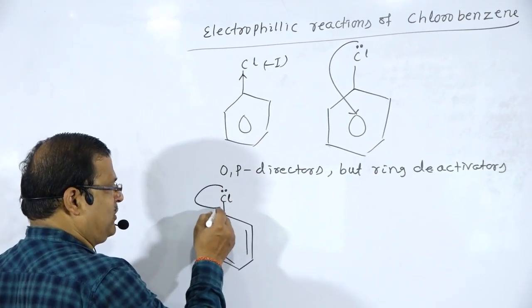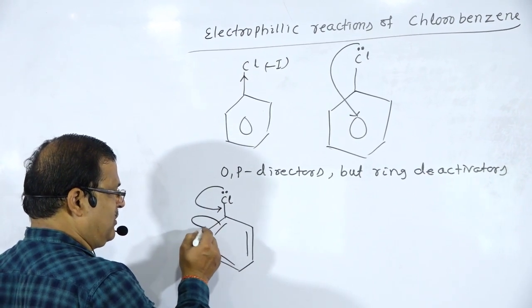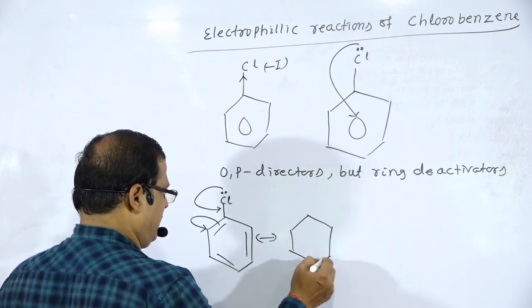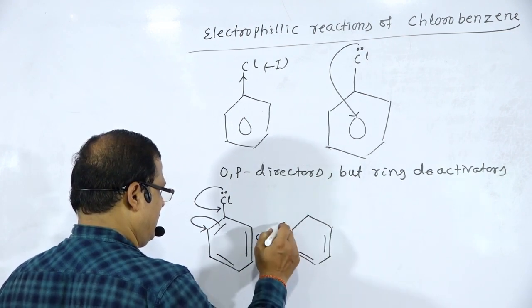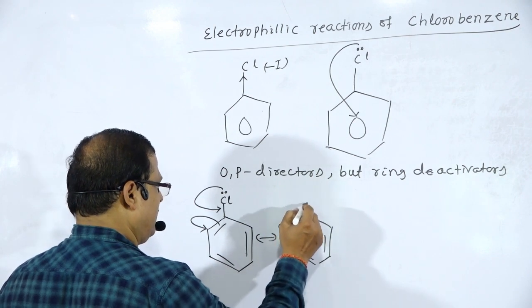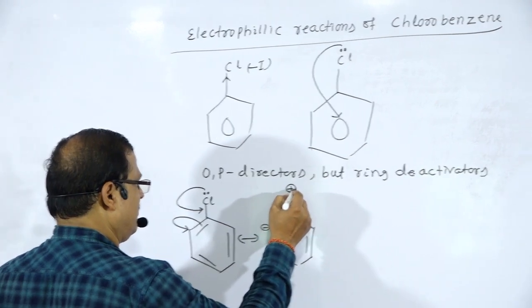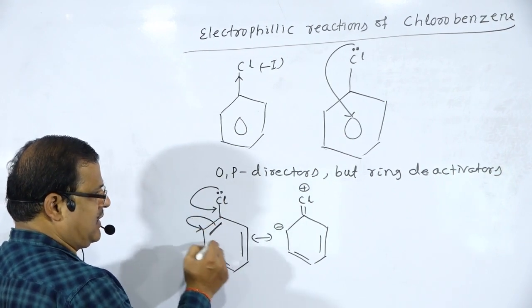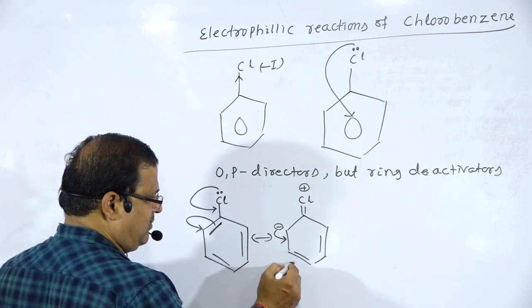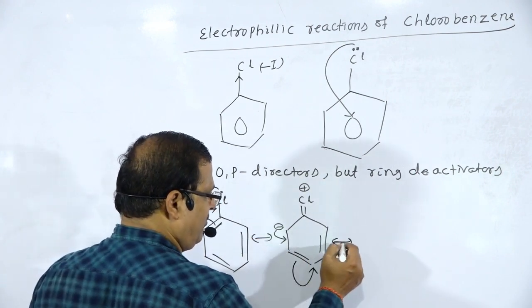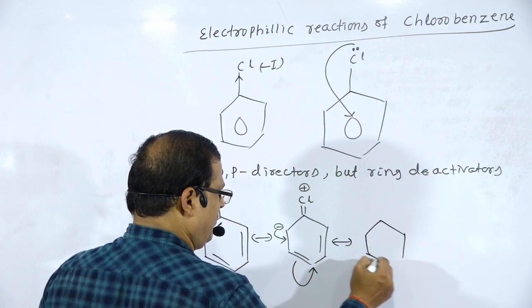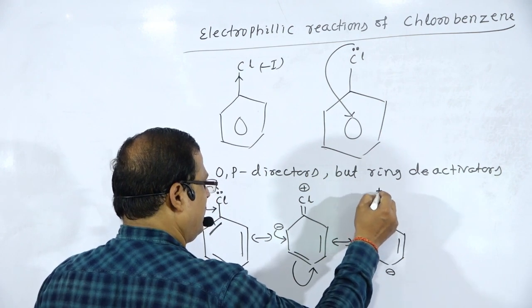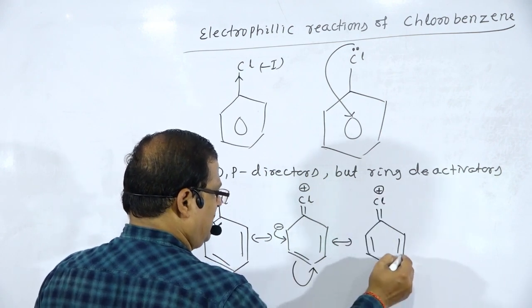Lone pair of electrons is shifted to form a bond, shifted to the next atom. Lone pair of electrons is shifted to form a bond, then the double bond is shifted to the next atom. Negative charge is shifted, bond is shifted to the next atom. Negative charge shifted, bond is shifted to the next atom.